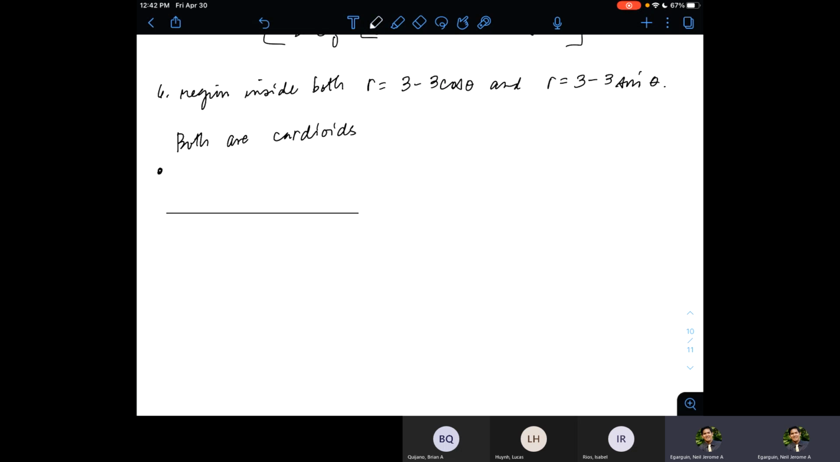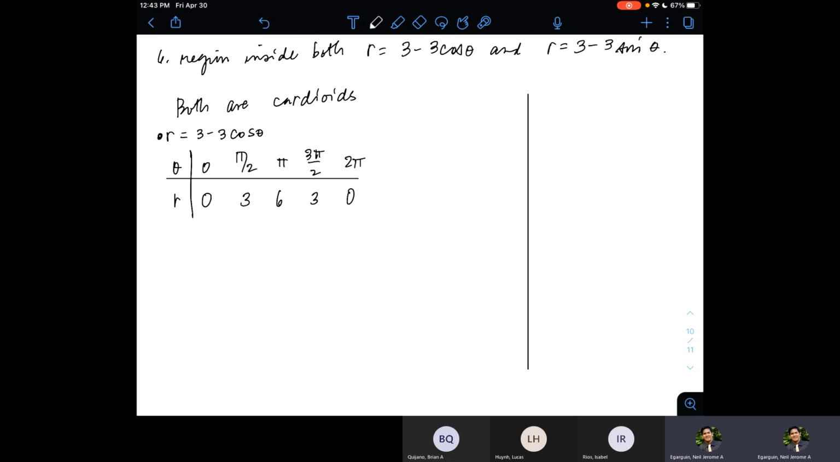So let's start with r equals 3 minus 3 cosine theta. Look at the value of r at the quadrantal angles. Plug these theta values into the equation for r. 0 plugged in here will give us 1, so here we'll get a 0. At pi over 2, we get a 0, so we get a 3. At pi, we get -1, so we get a 6. At 3 pi over 2, we get a 0, so we'll get a 3. And then it will just be a 0 again at 2 pi.